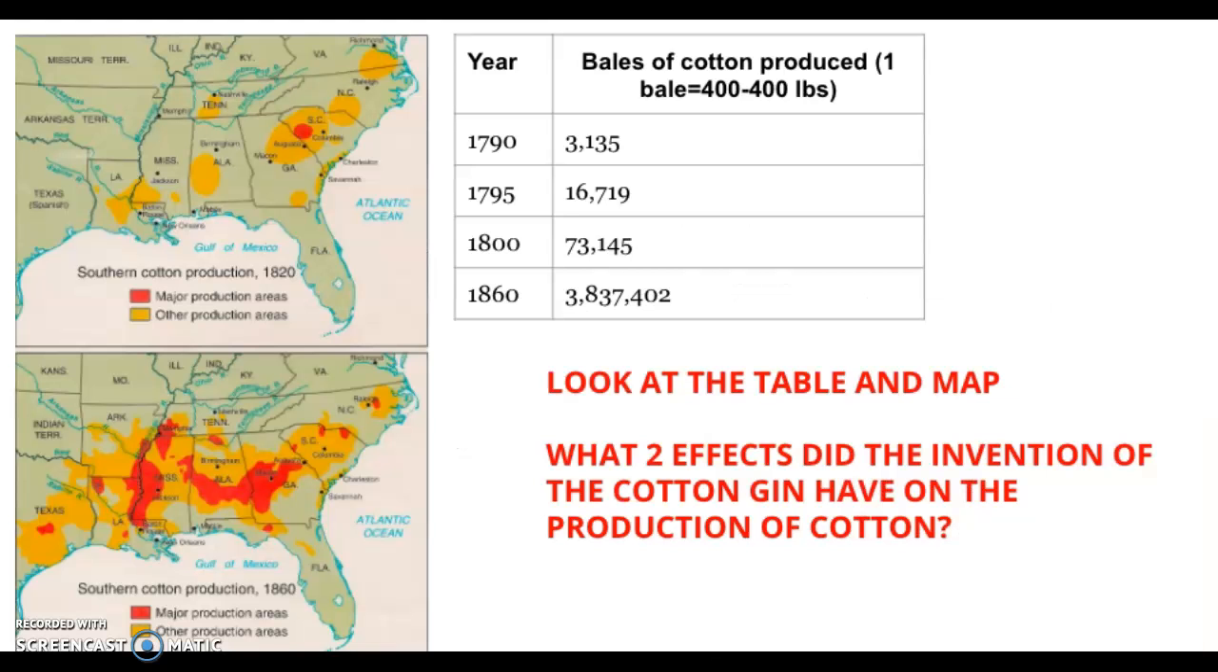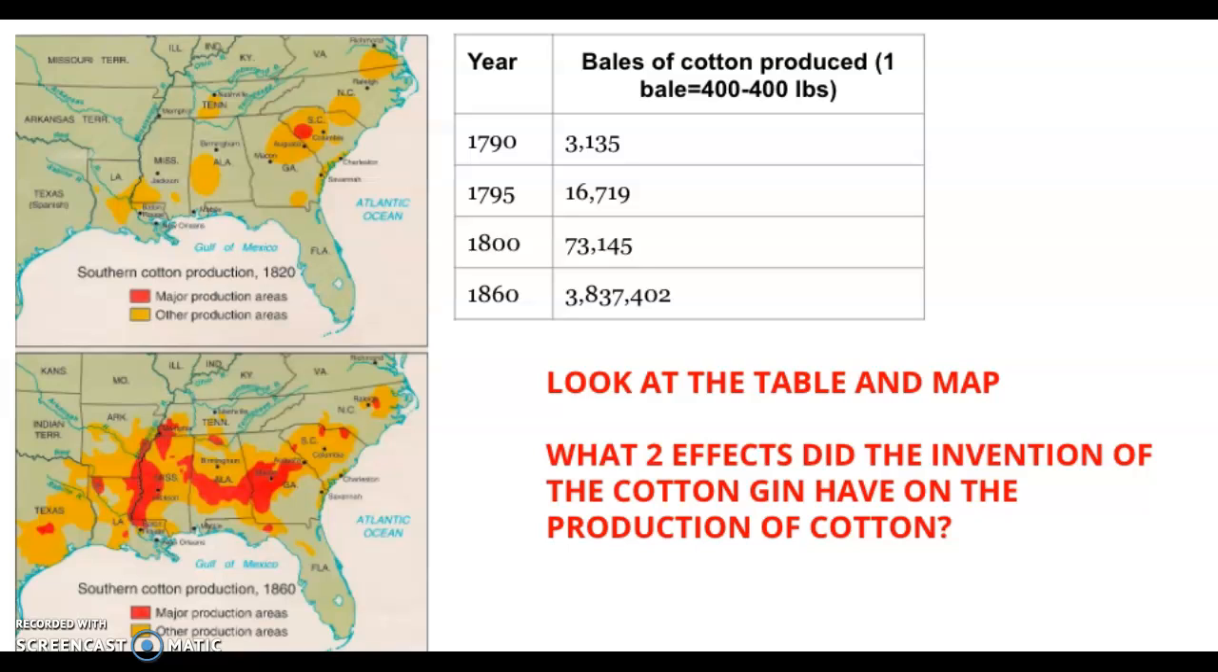I want you to look at these tables and maps, and on your notes sheet, there's a place to answer this question: what two effects did the invention of the cotton gin have on the production of cotton? The one on the left shows just the production of cotton overall, places where it was being produced, and the table on the right looks at how many bales of cotton were produced per year. And a bale is about 400 to 500 pounds of cotton.